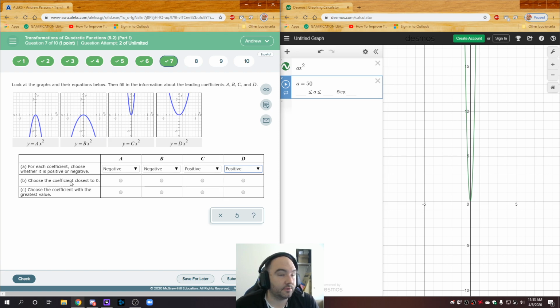What's the closest to 0? So again, widest graph. Doesn't matter if it's going up or down. The widest looks like B. D looks a little skinnier, so we're going to go B on this one.